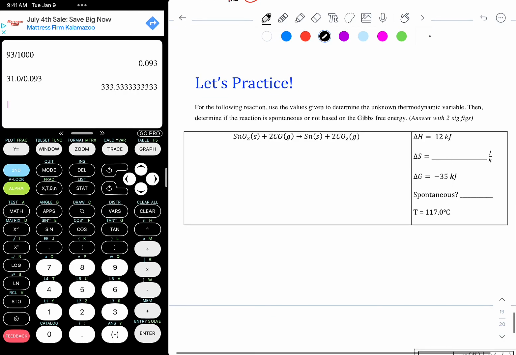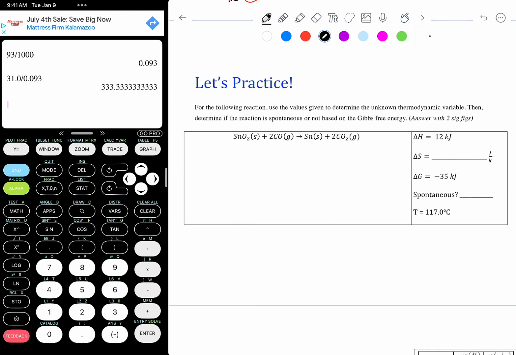Okay, so for our last two practice problems, I just want to practice putting together our concepts of delta H, delta S, and delta G, and how they can relate to each other, as well as tell us about spontaneity. So for the following reaction, use the values given to determine the unknown thermodynamic variable. Then determine if the reaction is spontaneous or not based on the Gibbs free energy.